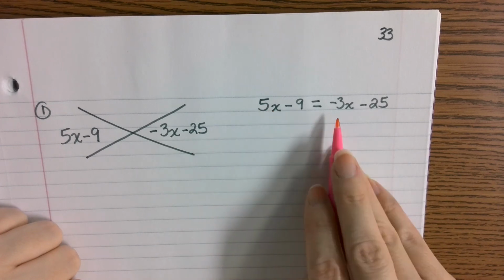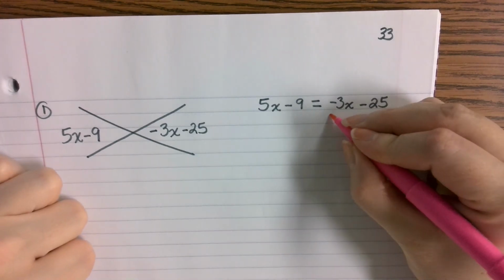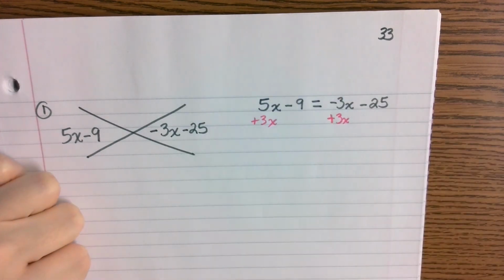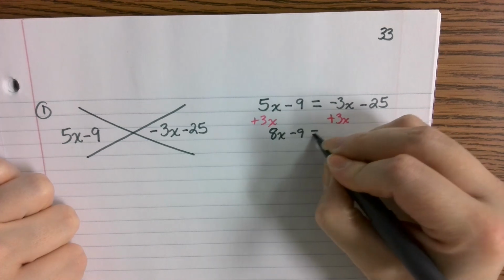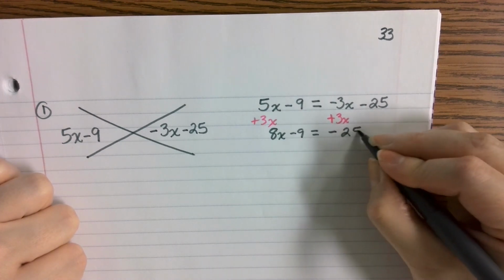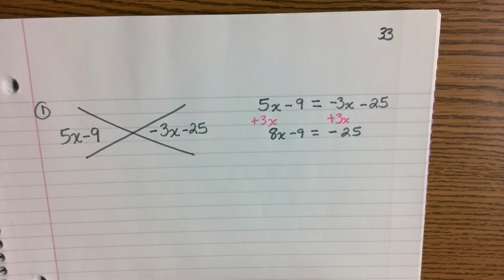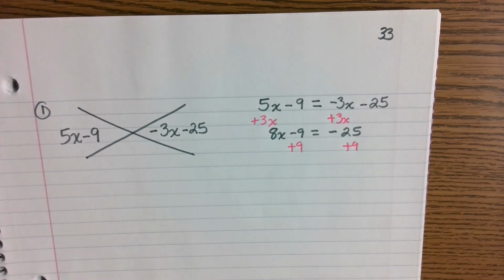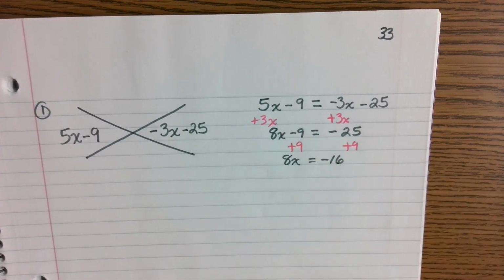5x is positive. The negative 3x, that's negative. Negative is always the smallest value, so we're going to go ahead and add 3x to both sides. That's going to give us 8x minus 9 is now equal to negative 25. We would then add 9 to both sides and get 8x is equal to negative 16.